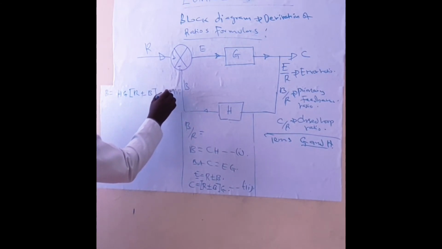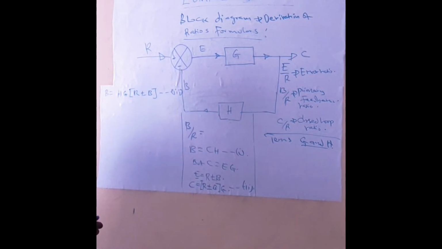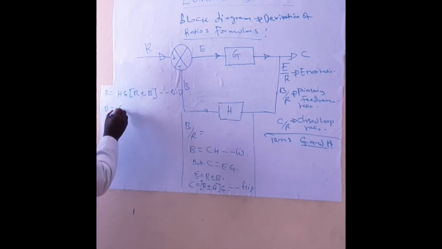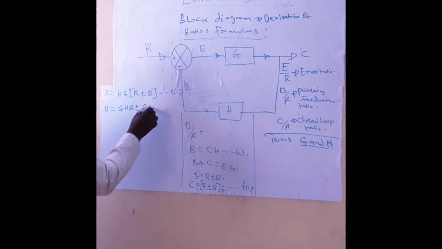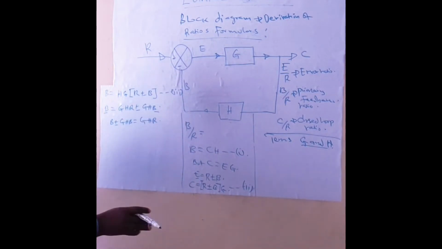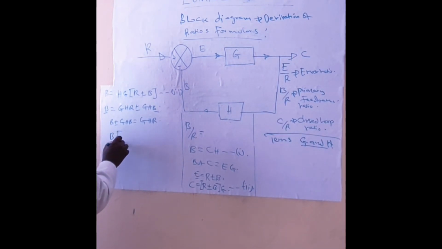So from that third expression, what we are supposed to do, we open the bracket, we say GH R plus or minus GHB. Now from this expression, there are things which are common. B is common. Take this one to the other side. We say B plus or minus GH B equals GH R. What follows is to collect or to factorize. So B times 1 plus or minus GH equals G H R.